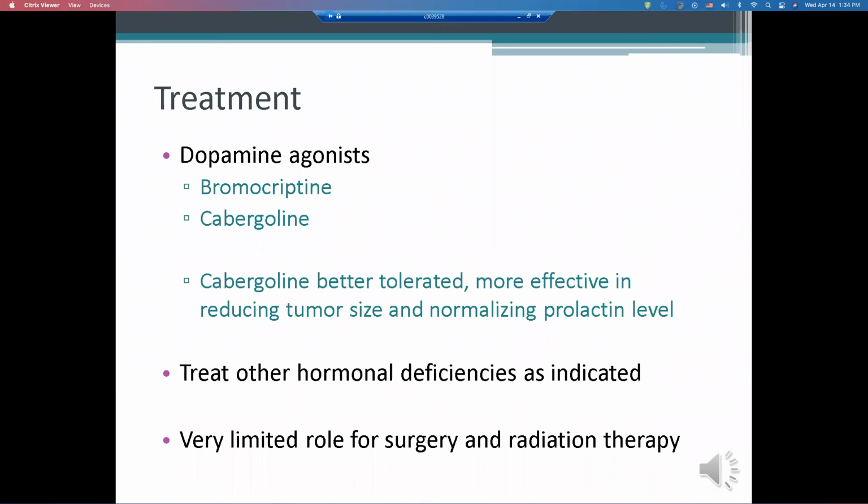Radiation therapy is rarely required in such patients. We only give it to those with aggressive tumor who might have had surgeries and failed the surgery, or they're not responding to medical therapy. So in those cases, there might be some room for radiation therapy. But again, this is extremely rare.